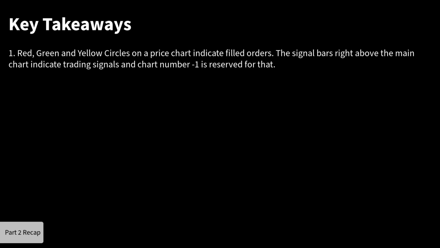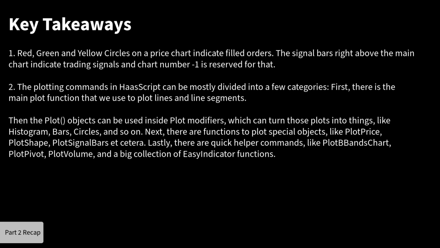Now let's recap the second part. The signal bars right above the main chart indicate trading signals, and chart number -1 is reserved for that. Red, green, and yellow circles on the price chart indicate filled orders. The plotting commands in HaasScript can be mostly divided into a few categories. First, there is the main plot function that we use to plot lines and line segments. Then, these plot objects can be used inside plot modifiers, which can turn those plots into things like histograms, bars, circles, and so on. Next, there are functions to plot special objects, like PlotPrice, PlotShape, PlotSignalBars, etc. Lastly, there are quick helper commands, like PlotBBandsChart, PlotPivot, PlotVolume, and a big collection of easy indicator functions.